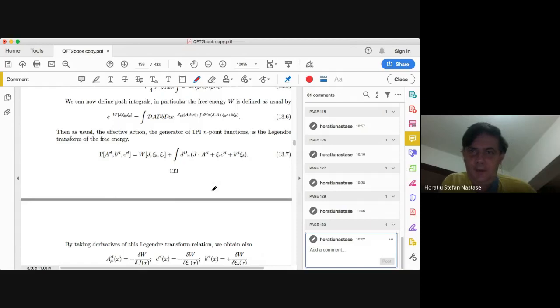B is like eta bar. All right, also as usual, we define the effective action, which generates endpoint functions of the 1PI type, as the Legendre transform of the free energy, meaning it's the free energy plus this term, integral J dot A, psi dot C classical plus B classical times psi B. And this Legendre transform therefore depends on A classical, but also on B classical and C classical.